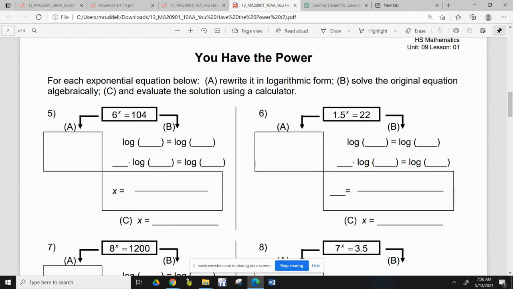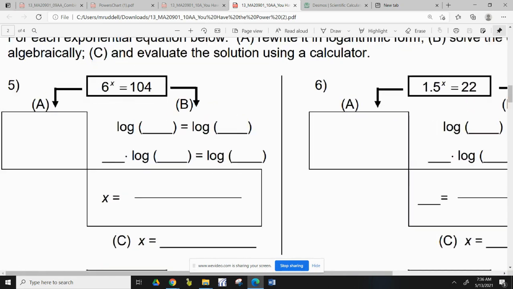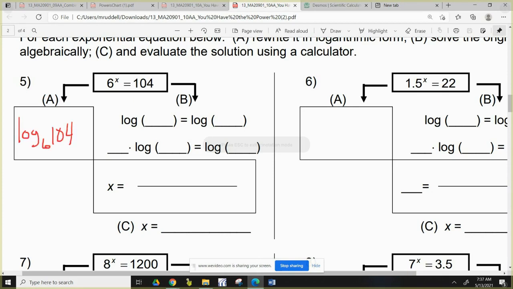We have 4 problems here. It says for each exponential equation below, A, rewrite in logarithmic form, B, solve the original equation algebraically, C, evaluate the solution using the calculator. So let's look at this A. So number 5. If I want to rewrite that, remember that the base in a logarithm is the subscript. Here we go. So you'd have log base 6 of 104 equals x.